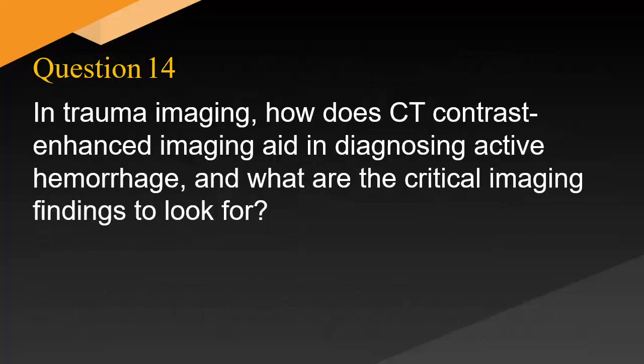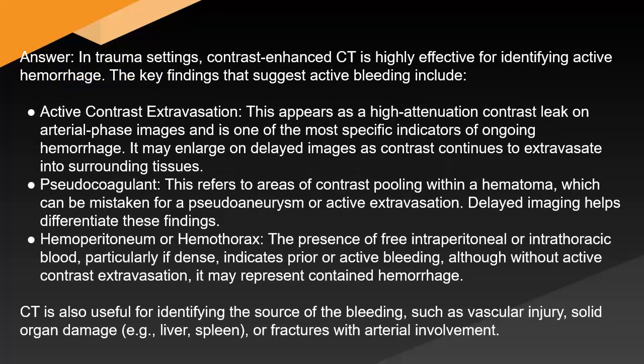In trauma imaging, how does CT contrast-enhanced imaging aid in diagnosing active hemorrhage, and what are the critical imaging findings to look for? Answer: in trauma settings, contrast-enhanced CT is highly effective for identifying active hemorrhage. The key findings that suggest active bleeding include active contrast extravasation. This appears as a high attenuation contrast leak on arterial phase images and is one of the most specific indicators of ongoing hemorrhage. It may enlarge on delayed images as contrast continues to extravasate into surrounding tissues.